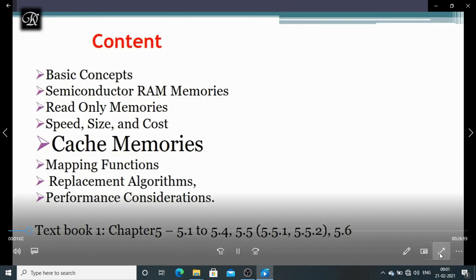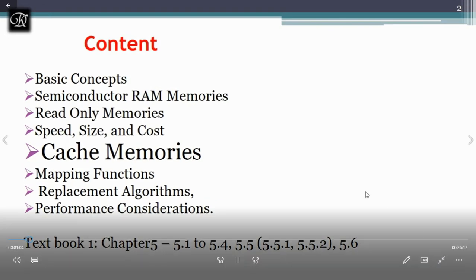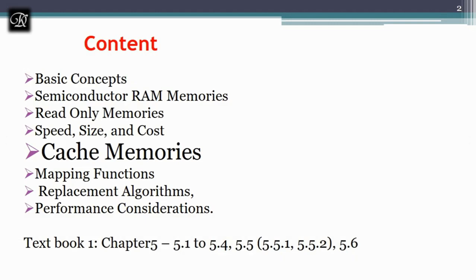We have seen already basic concepts, semiconductor RAMs, where we have designed complicated and simple memory systems. And we have seen the difference between RAM and ROM and the types of ROM. And we have seen a hierarchy of the memory available in a computer, with respect to speed, size, and the cost. Now, in this video, we'll see cache memories. In this video, we'll discuss most of the definitions with respect to cache memories.